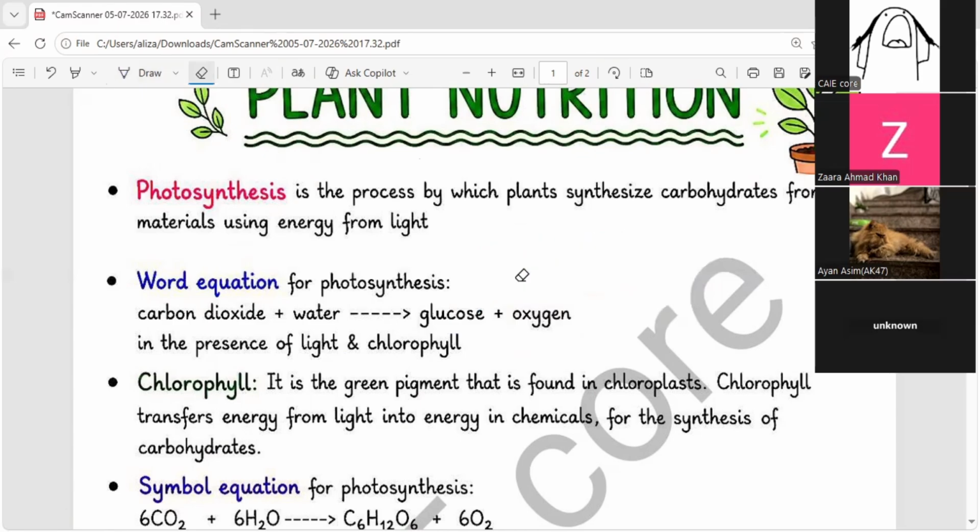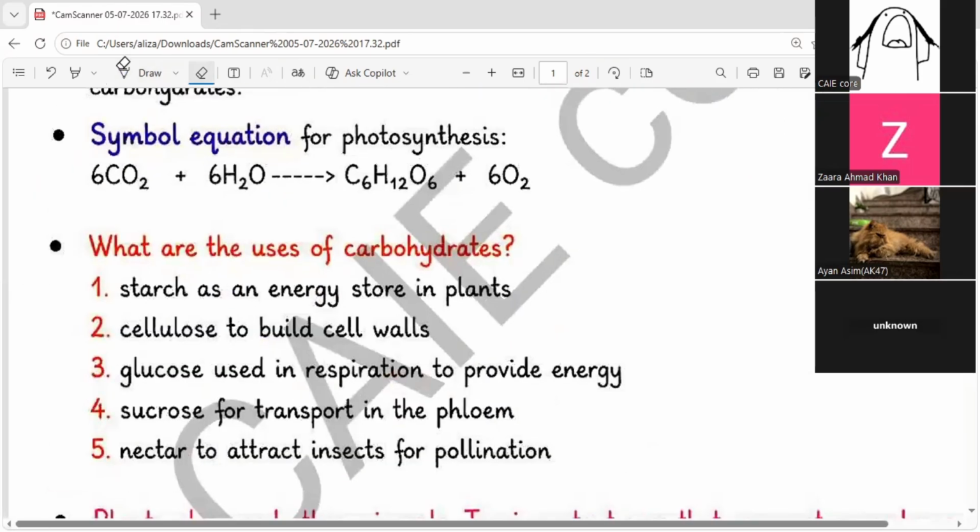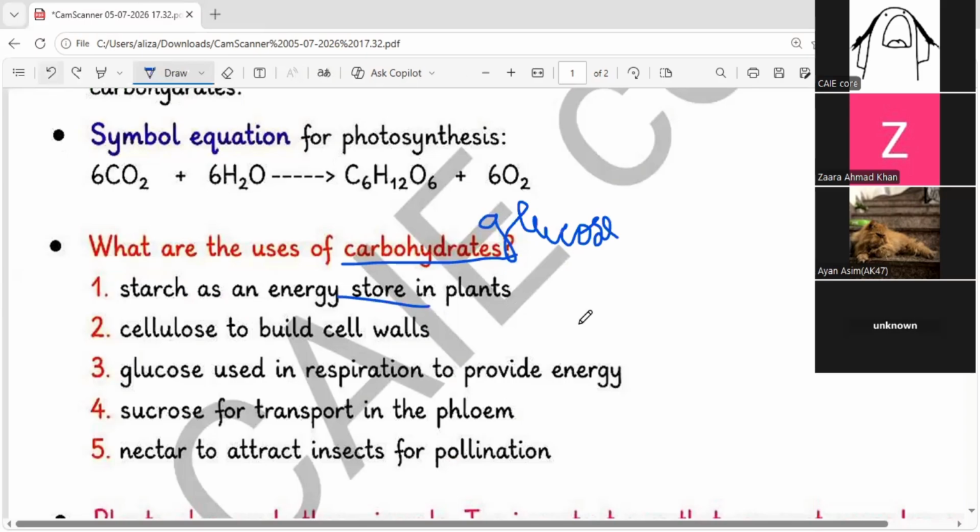Okay, so now let's take a look. What is the use of starch, and what is the use of carbohydrate, that is the glucose that the plants make in photosynthesis? First of all, it is stored as starch. In the plants, starch is used as an energy store. Memorize this with me: glucose is stored as starch, and starch is an energy store for plants. In case the plant is not getting carbon dioxide and water in full amount, it will use its stored energy. Next, what is the second use of the carbohydrate of photosynthesis?